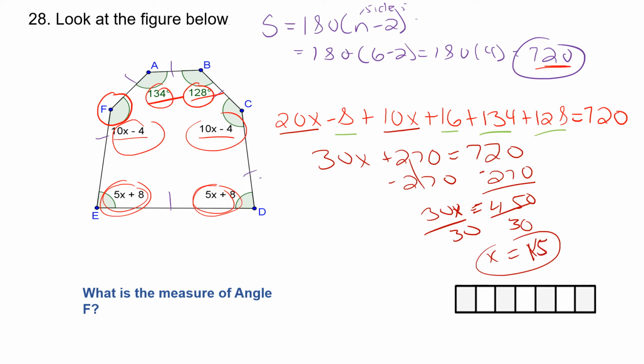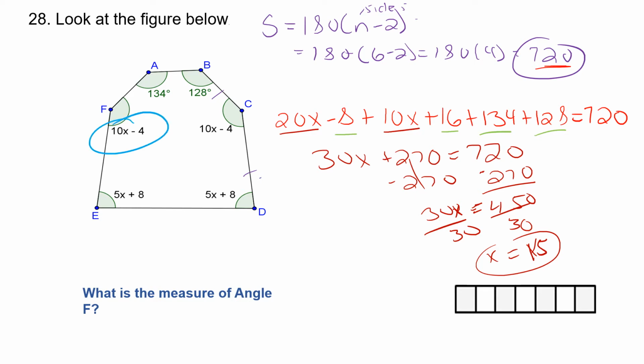Now I can find the measure of angle F. Where is F? Let me erase all of this to make it a little neater. So F is here, and I can just plug in x. x is 15. Taking x and plugging it in: 10 times 15 minus 4. 10 times 15 is 150, and 150 minus 4 is 146. And so the measure of angle F is 146.